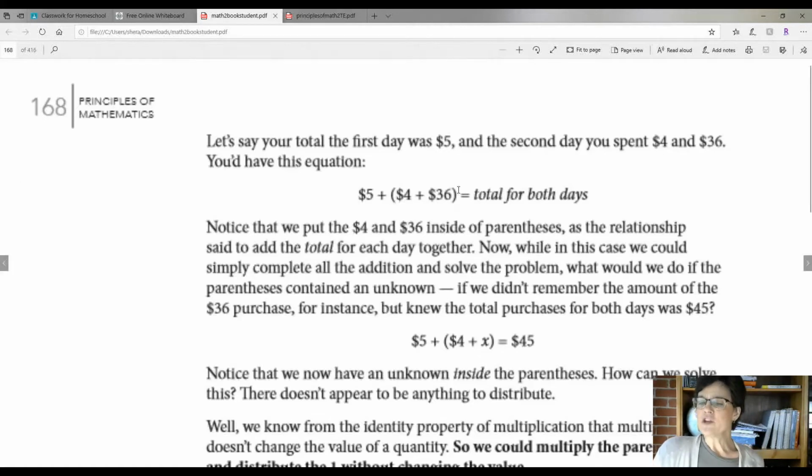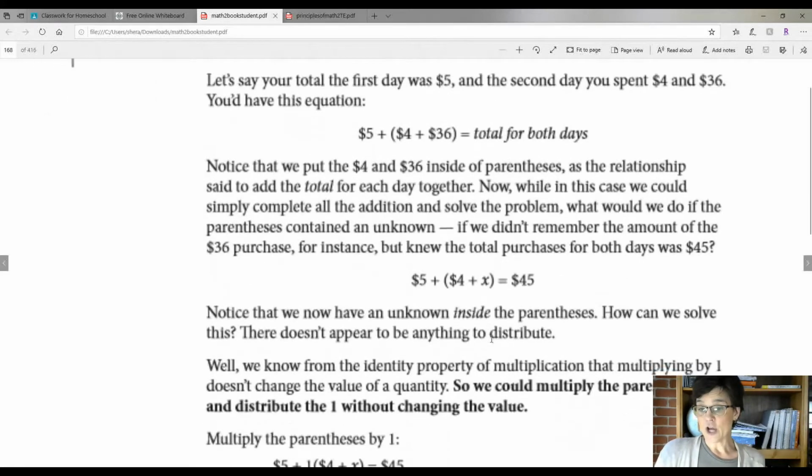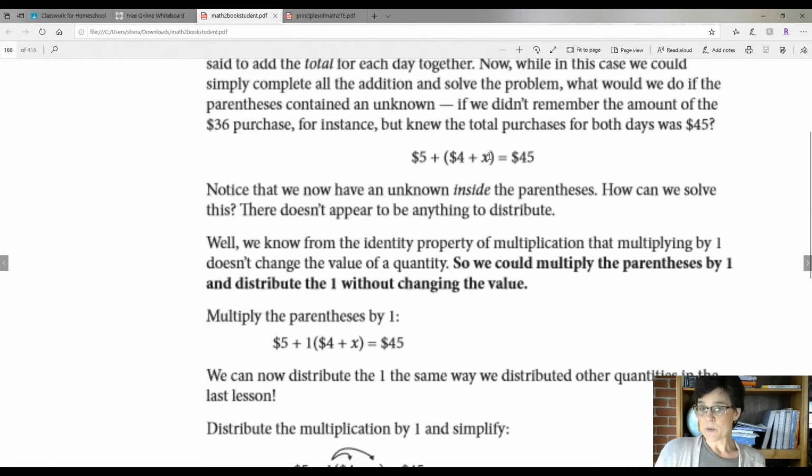Now, what if you did not remember what this amount was, but you did know that your total you spent was $45 for both days, but you just couldn't remember what that second amount was that you spent on day 2? Well, you would have a variable there. You would have an unknown, but it's inside this parentheses.